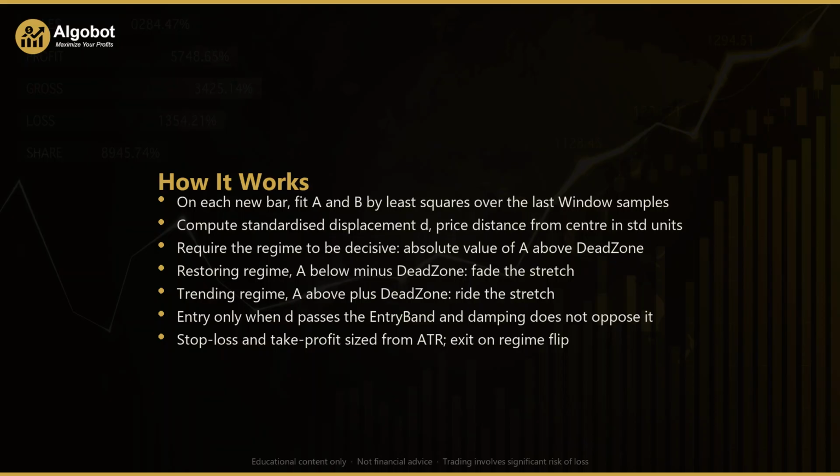Risk management is dynamic. The stop-loss distance is the ATR multiplied by AtrSlMult, defaulting to 2 times ATR, and the take-profit distance is the ATR multiplied by AtrTpMult, defaulting to 3 times ATR. That gives a target-to-stop shape of 3 to 2. Once a position is open, the stop trails chandelier style, only ever tightening. And critically, if the fitted regime flips against an open trade, the strategy closes it immediately. The physics changing sign is itself an exit. Only one position per magic number is allowed at a time.